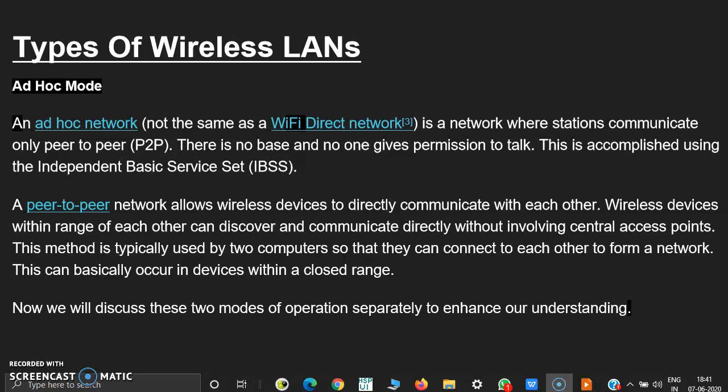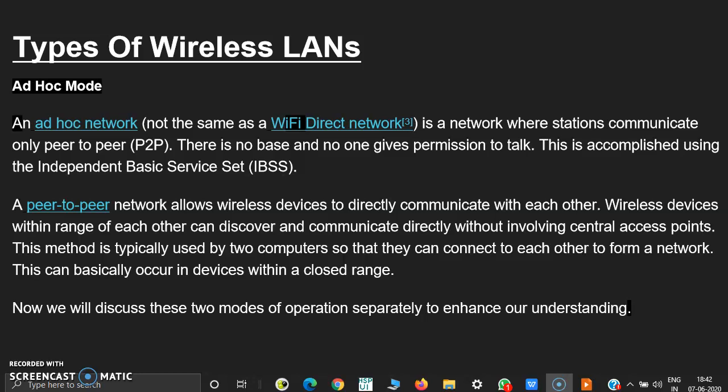As written here, there is no base and no one gives permission to talk. No one needs to ask for permission or give permission to talk. All the nodes are equal and they can talk based on their own judgment. This is accomplished using the Independent Basic Service Set (IBSS). A peer-to-peer network allows wireless devices to directly communicate with each other. Wireless devices within range of each other can discover and communicate directly without involving central access points. This method is typically used by two computers so that they can connect to each other to form a network.